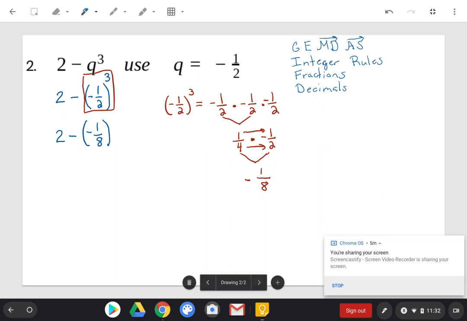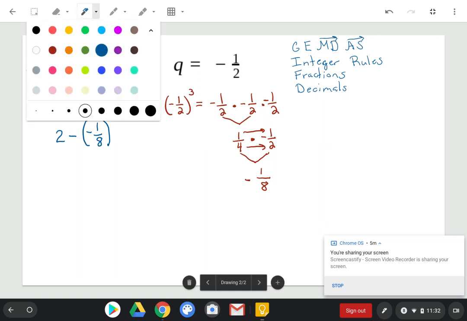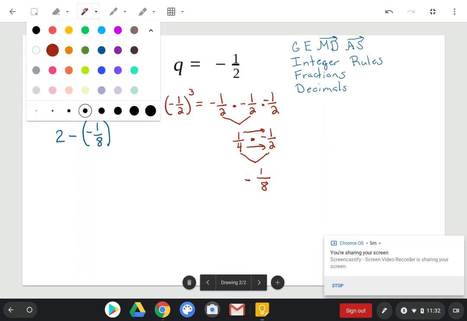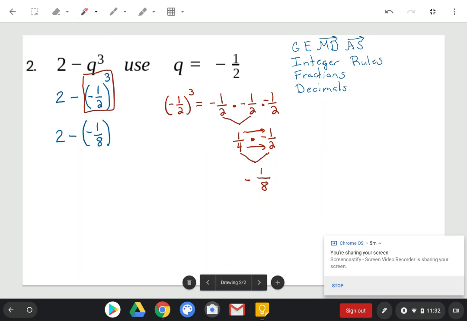Okay, so I'm done with my exponents. Now I should be looking for multiplication and division. There is no multiplication and division in this problem. So the next thing I'm going to look for is addition and subtraction. And there is addition and subtraction. Actually, there's just subtraction right here. Okay. So notice I am subtracting.